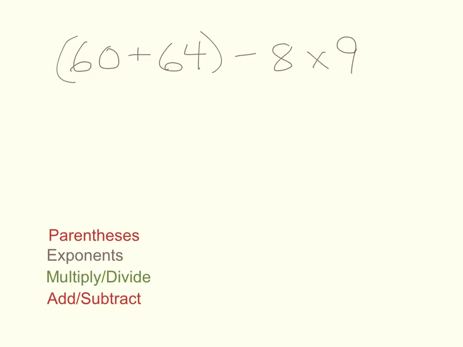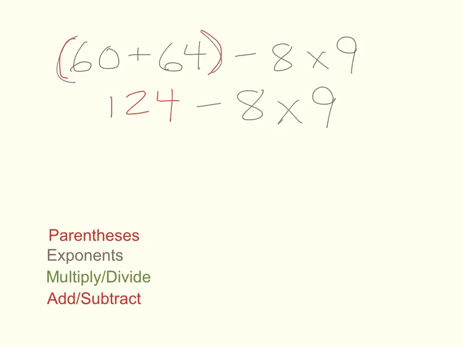In this example, following our order of operations down here, we see that we do have some parentheses, so we are going to do the 60 plus 64 first. That gives us 124. Then we will subtract the 8 times 9. Now I have left a subtract and a times.